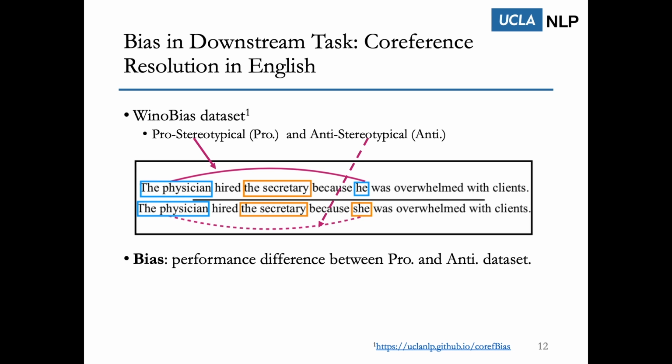If a system does not have any gender bias, the performance on these two subsets should be similar. So we use the performance difference between the pro-stereotypical and anti-stereotypical datasets as a metric to evaluate bias in the coref system.